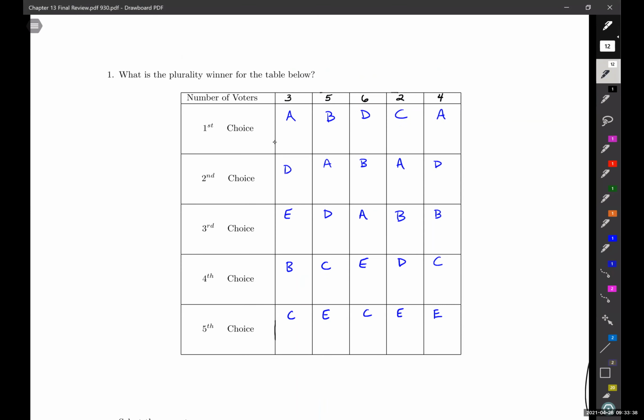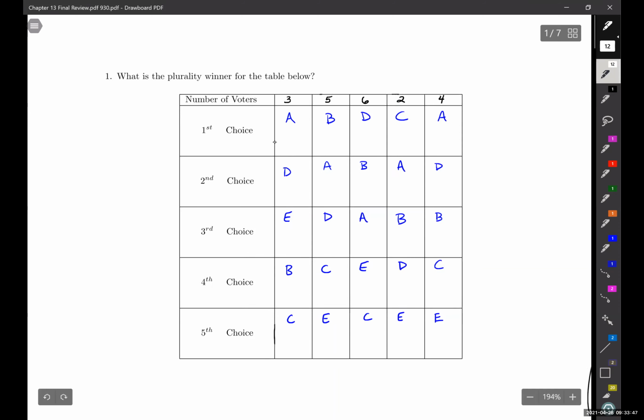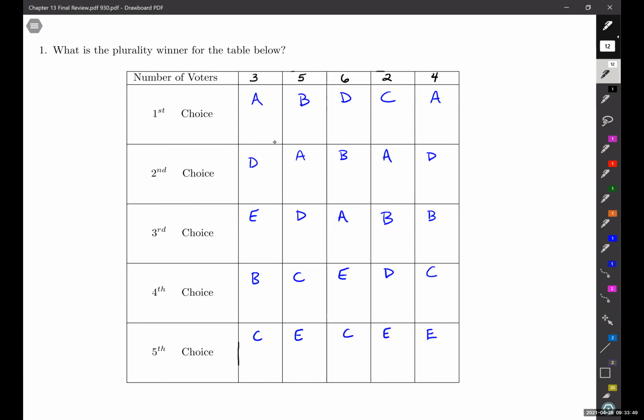Let's begin with our voting and apportionment review. Now I'll give everybody a moment to attempt this problem on their own, and then we will discuss its solution. So which of the following would be considered the plurality winner?